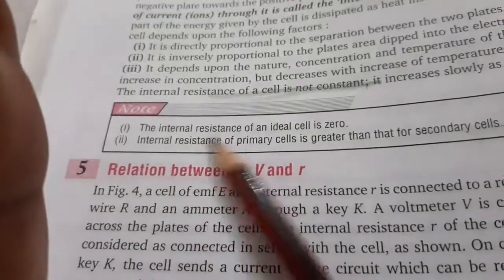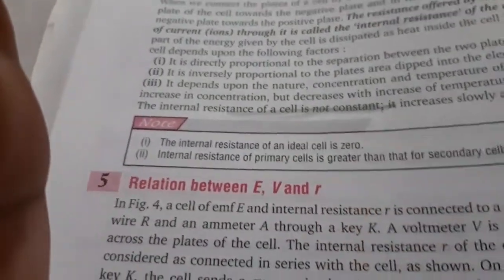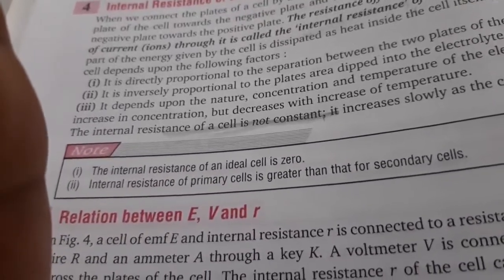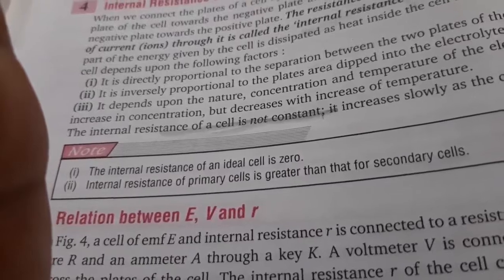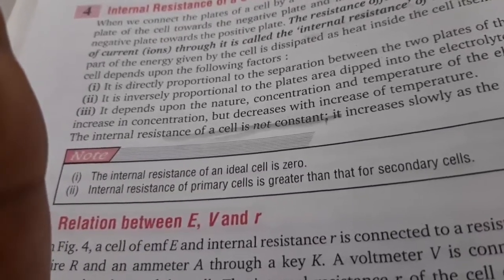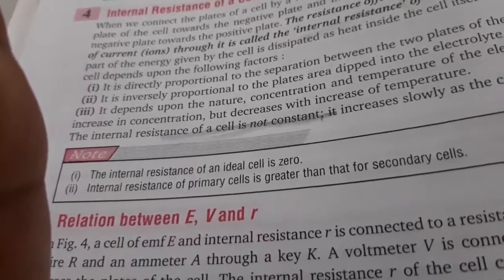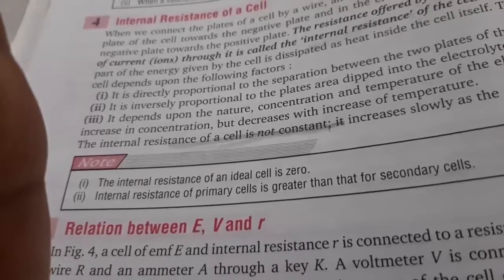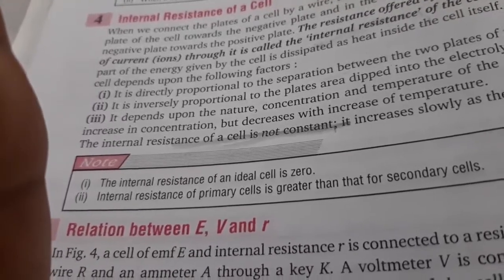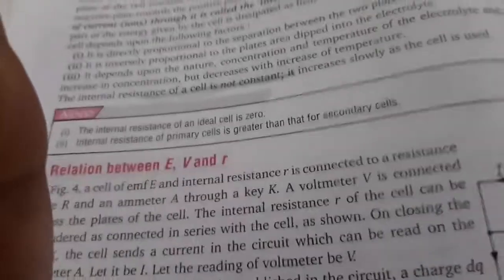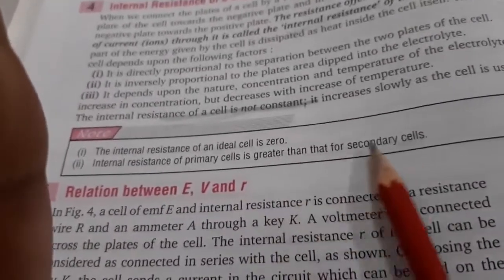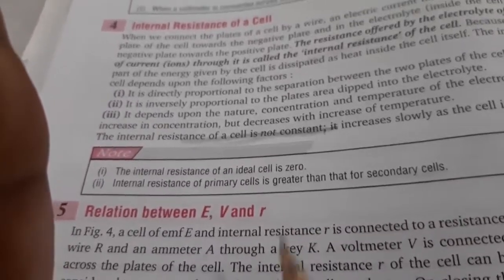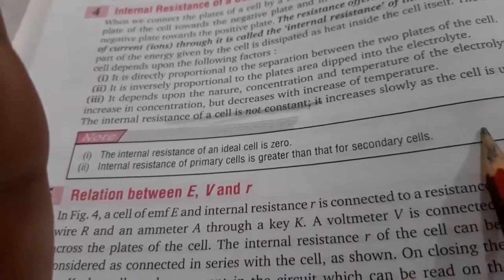And there is some note point: the internal resistance of an ideal cell is 0. Before this chapter, we have studied many electrical circuits in which we have calculated the total resistance, total capacitance. In all those circuits, the cell we used had no internal resistance, so that was an ideal cell. So in an ideal cell, the resistance will be 0. The internal resistance of a primary cell is greater than that of a secondary cell. There are two types of cell, primary cell and secondary cell, and the internal resistance of a primary cell is greater than the secondary cell.